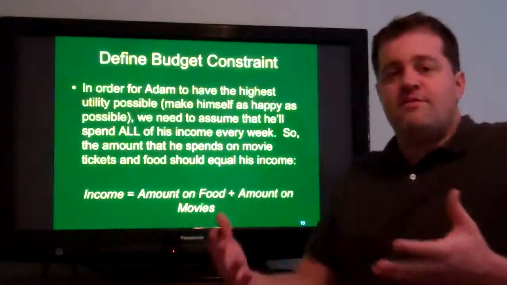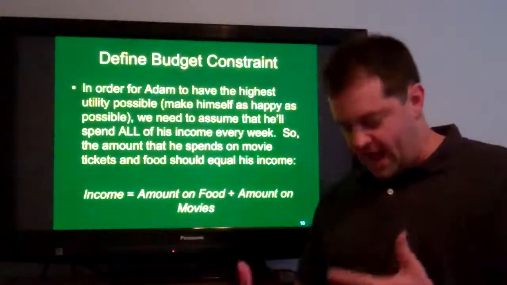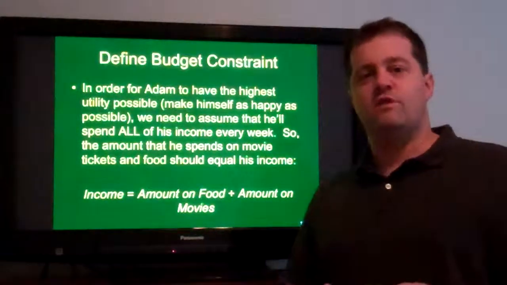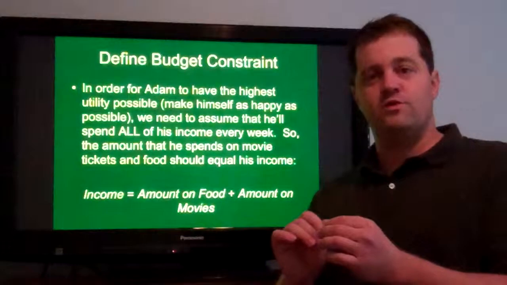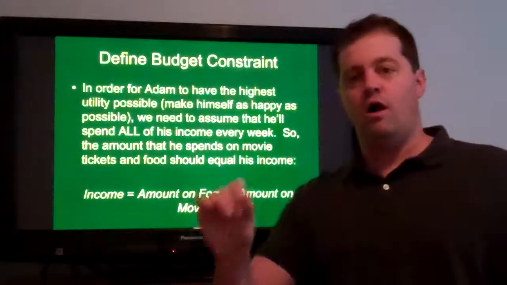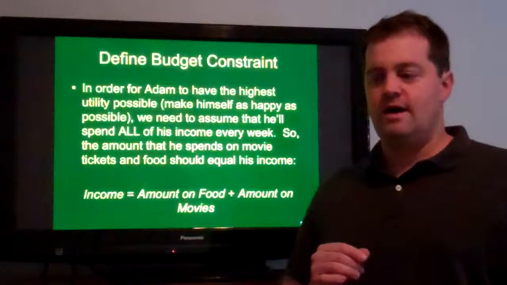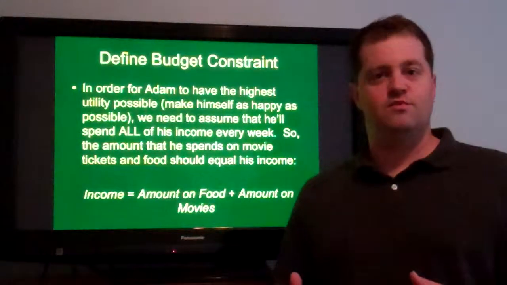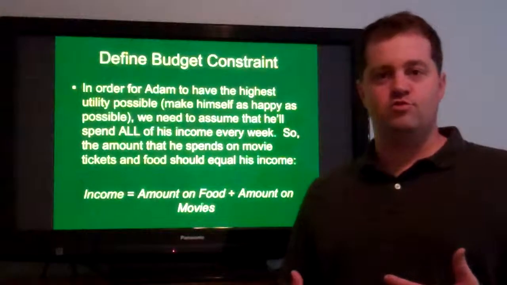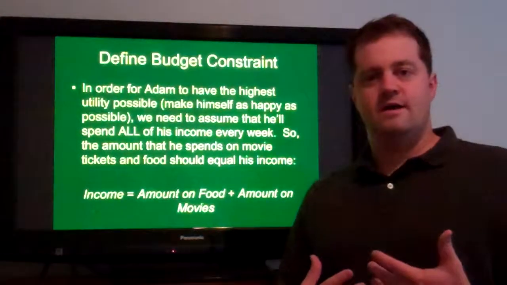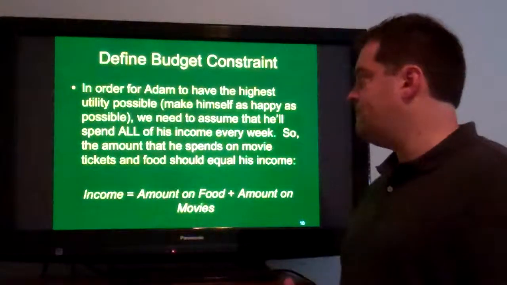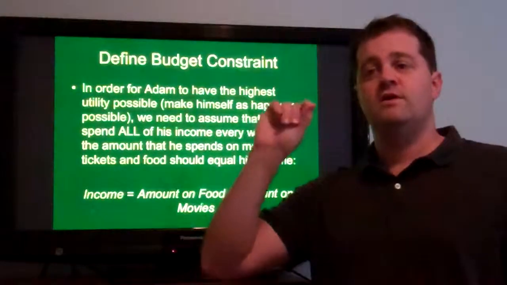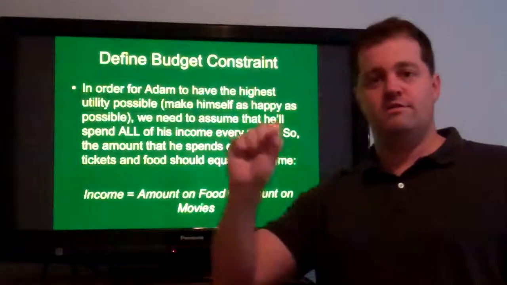And the one thing that we have to get across to students here is that Adam has a limited amount of resources, and in order to make himself as well off as possible, we're going to assume that Adam wants to consume all of these resources. And the reason is there's no credit market. Adam can't save his money for a rainy day. He can't earn interest on unspent income. And so what he's going to do is just spend it all. So he's going to locate himself, as we'll see later, somewhere on his budget constraint.